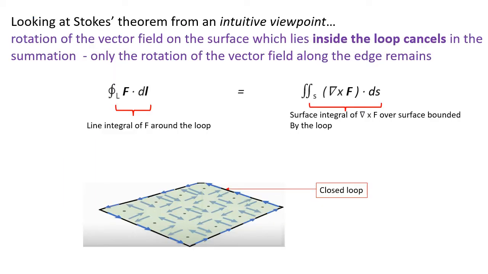Intuitively, the rotation of the vector field inside the loop cancels out when we do the integration by summation, and only the rotation of the vector field along the edge remains.